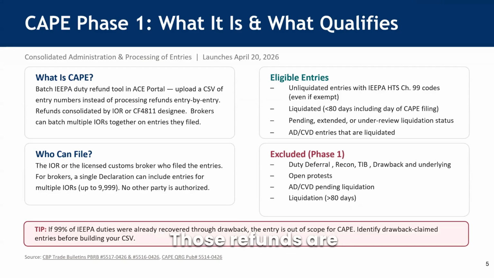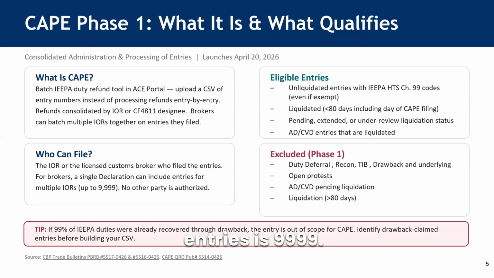Those refunds are consolidated by importer of record or by CF 4811 notify party designee, and that's a party that you've designated to receive the refunds on your behalf. Brokers, however, can batch multiple import of record numbers together on the entries that they have filed. Who can file? Bottom left, an importer of record can file, or the licensed customs broker, but it has to be the licensed broker that filed the actual entries themselves, because there's an attestation that you have to make when you're submitting your CAPE refund request, okay?